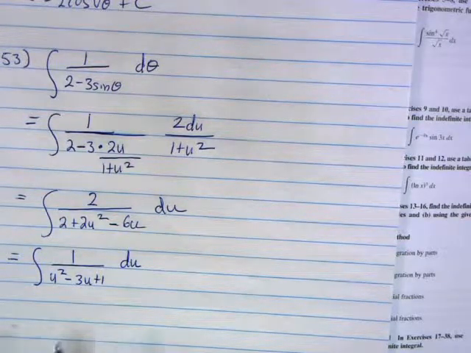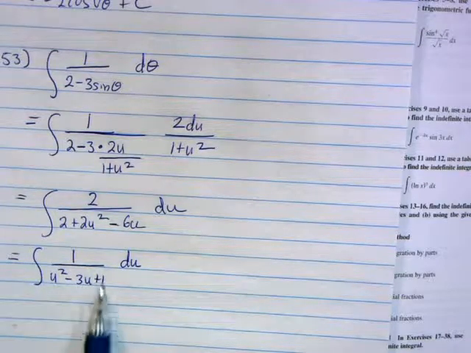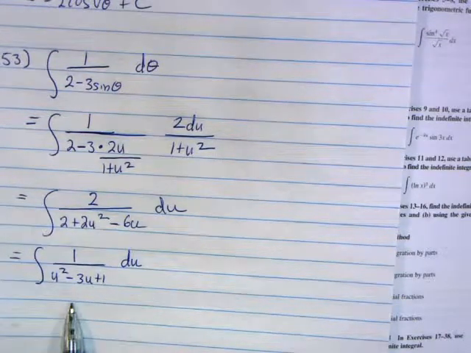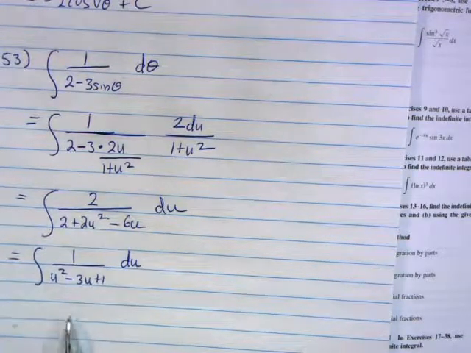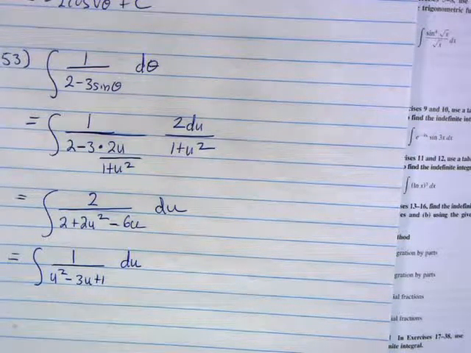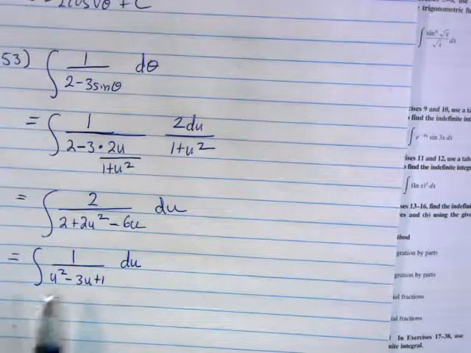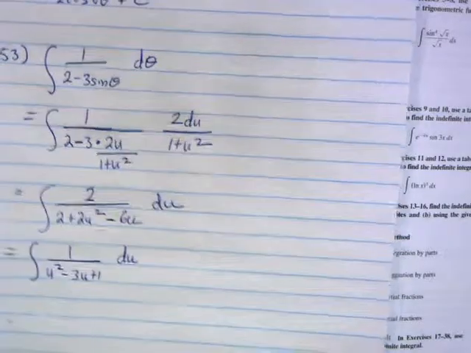So if it turned out that this bottom factored, we could then use partial fractions, which I prefer over completing the square. That's my choice. Completing the square will always work and always give you an answer. But if you can factor, I would prefer partial fractions. Unfortunately, that bottom does not factor. So I agree with you. I do need to complete the square.